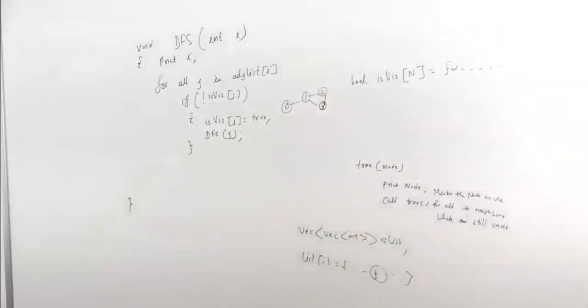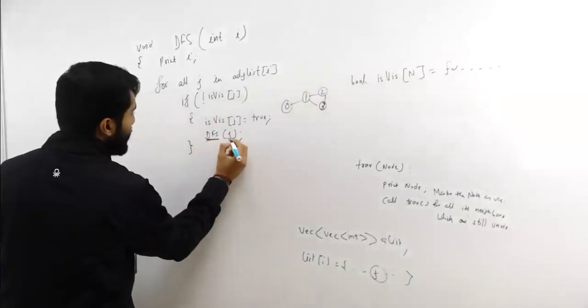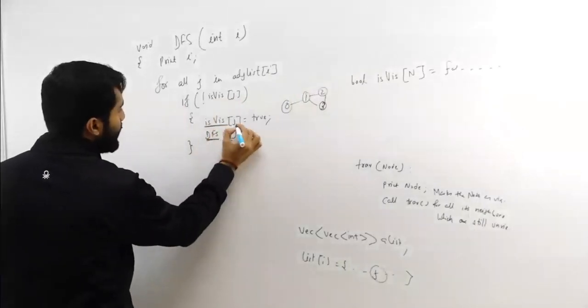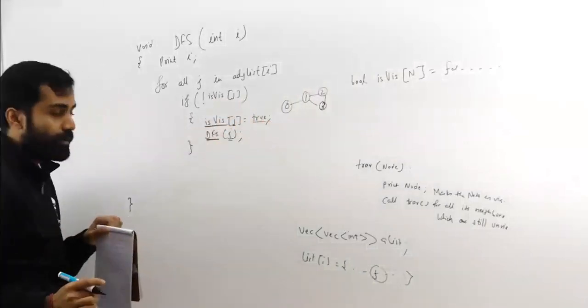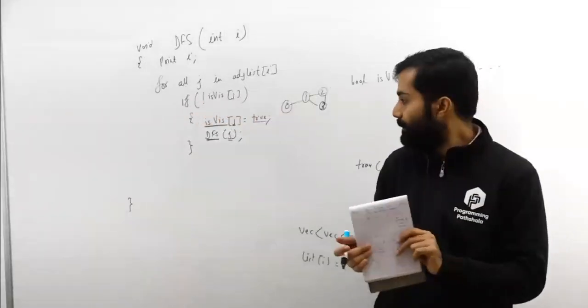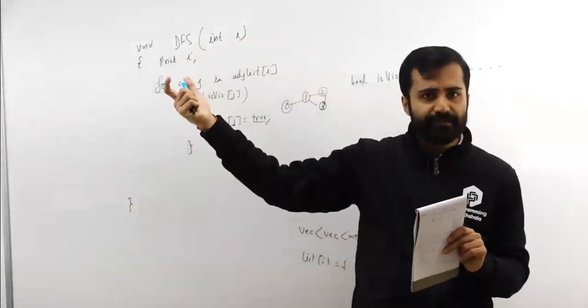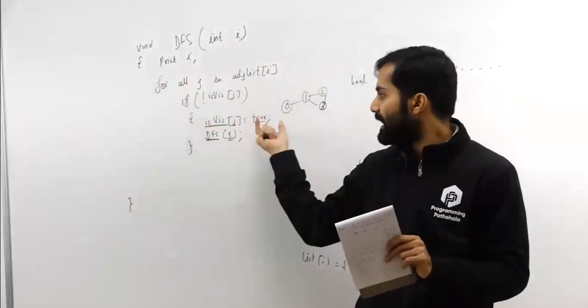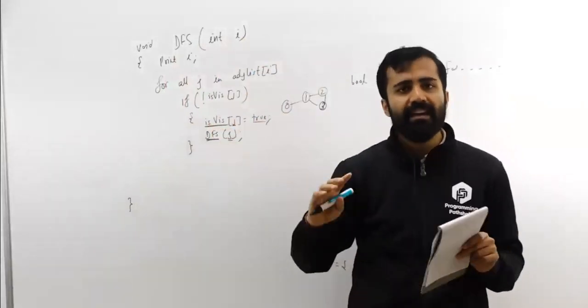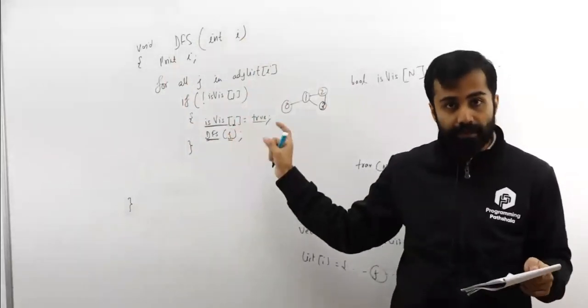Now here, before we are calling DFS on j, we are first making is visited of j as true. So there are both the patterns. Certain times people make the call and after printing, they mark it as visited. And certain times people first mark it as visited and then call DFS. It is up to you how you want to make those calls. There is no issue with that, but you have to be consistent.